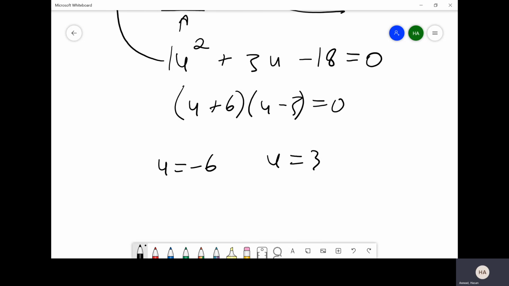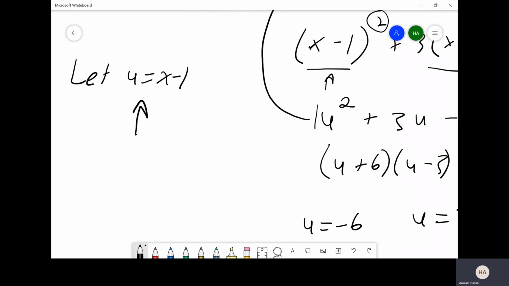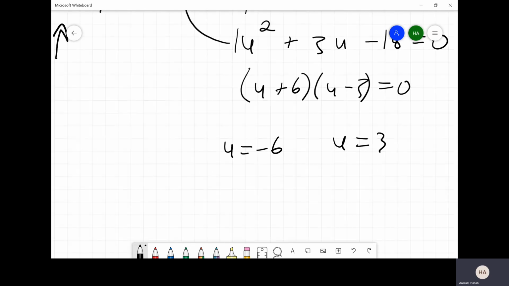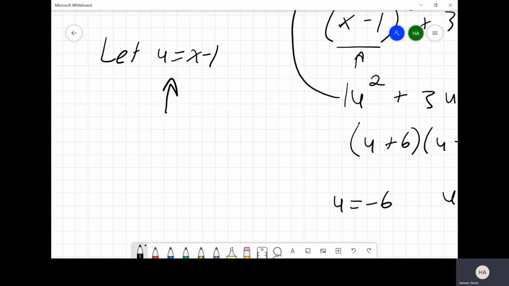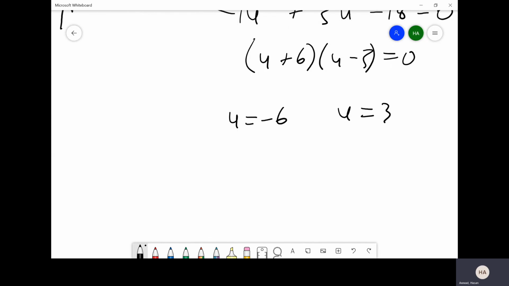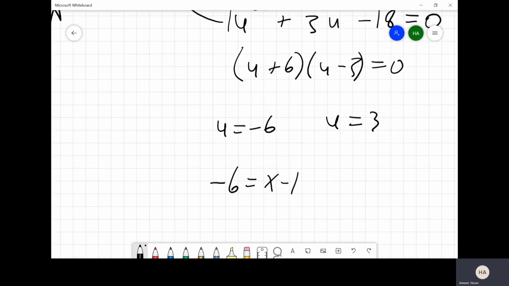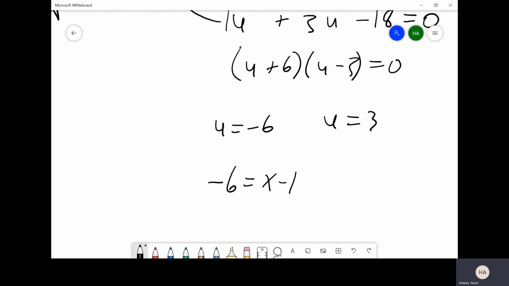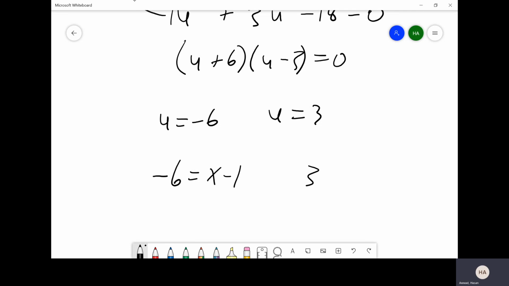Great. Remember, though, we're not done, right? Our let statement, what was the relationship between u and x? u is going to be whatever x is, but minus 1 from x, right? So we're going to plug in our solutions that we got for u into the relationship that we set up. So we have negative 6 is equal to x minus 1, right? u is equal to x minus 1. And if u is negative 6, we can just plug that in there. And same thing over here, right? 3 is equal to x minus 1.